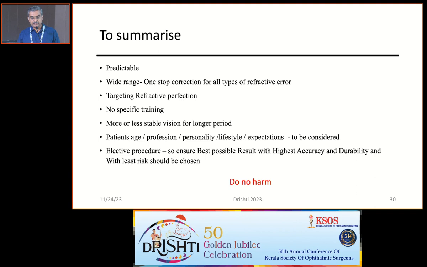It can deal with a wide range of patients. It can be a one-stop correction for all types of refractive error. What we are targeting is complete refractive perfection for that patient. No specific training is needed for those who are already trained in cataract surgery, and it gives more or less stable vision for a very long period.